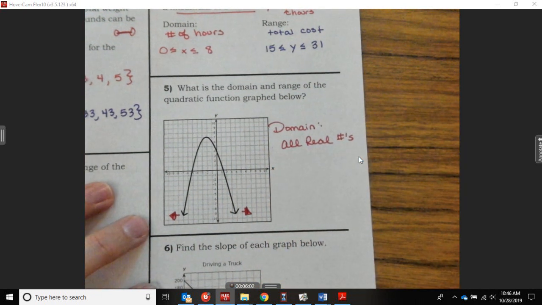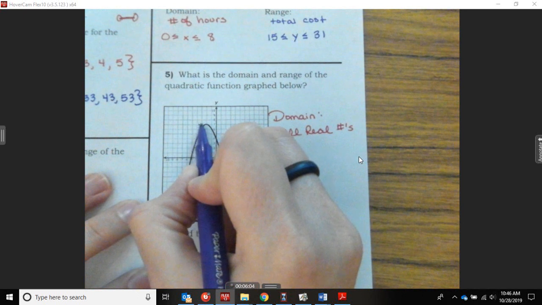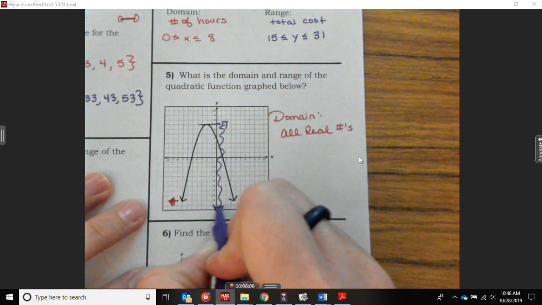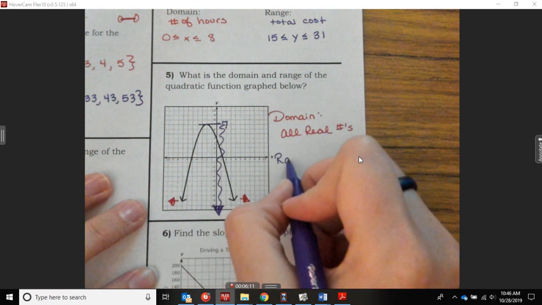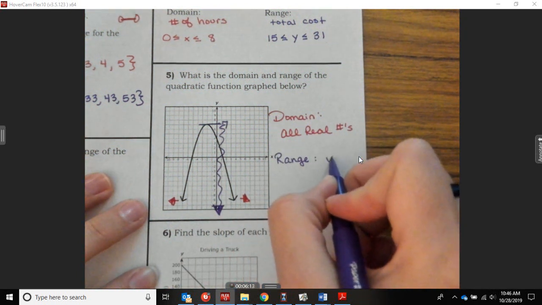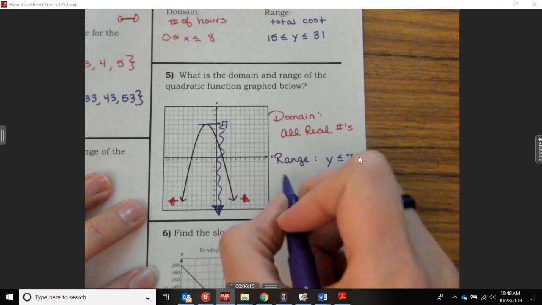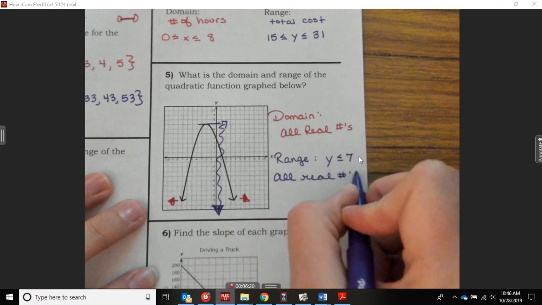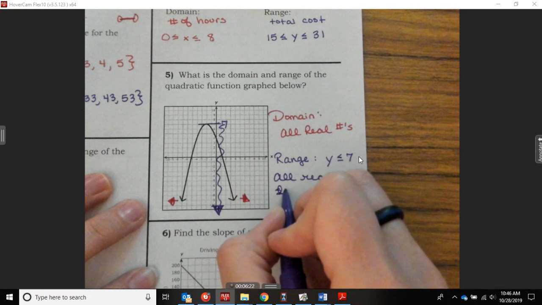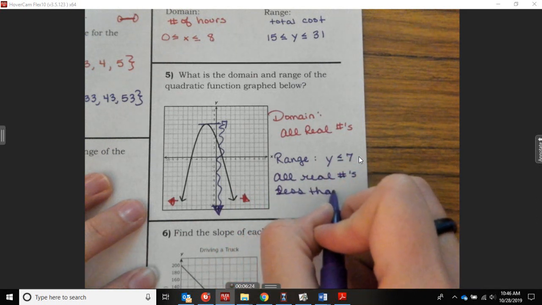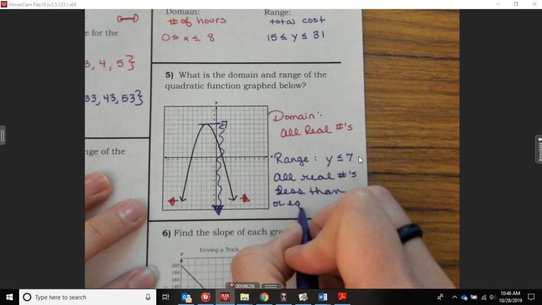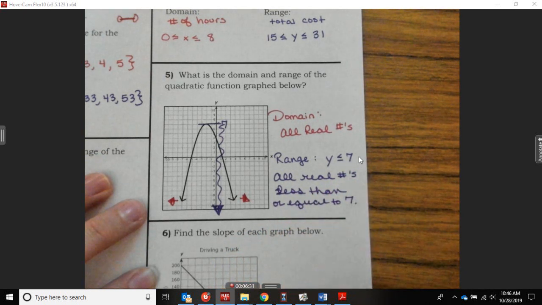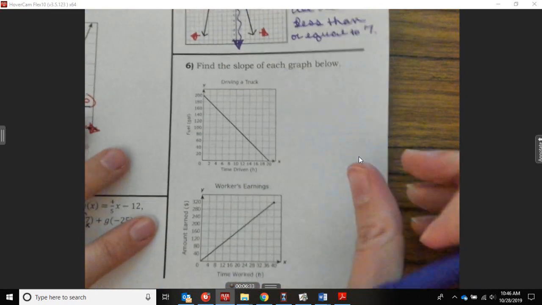My range is my y values, and it's starting up here at 7, and it's getting smaller and smaller forever. So my range is y is less than or equal to 7, or in words you would say all real numbers less than or equal to 7.